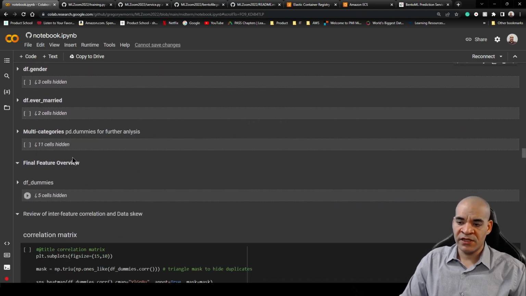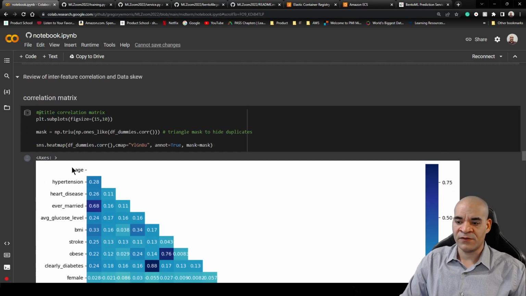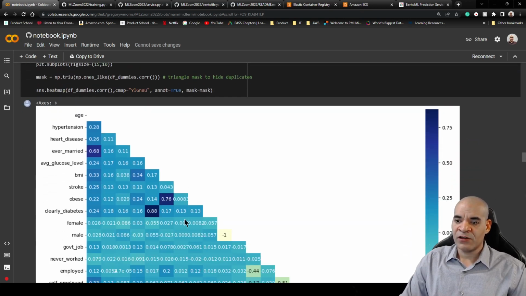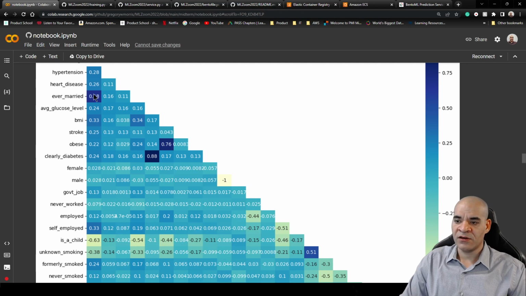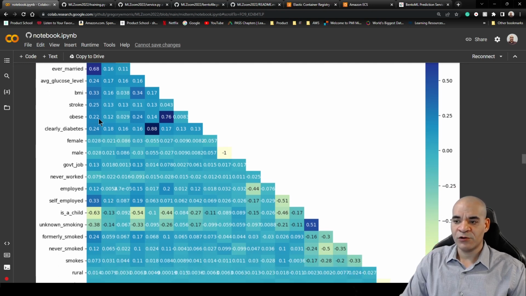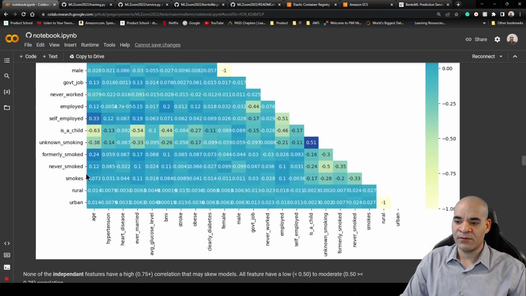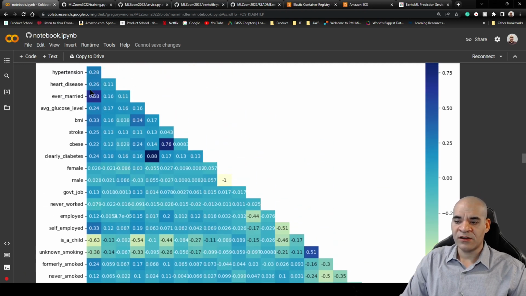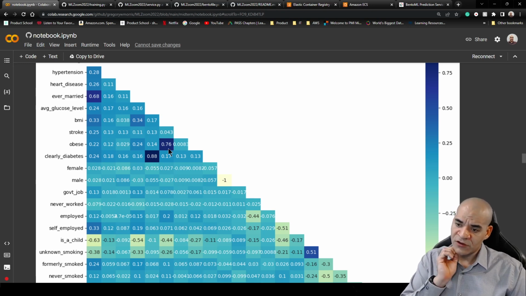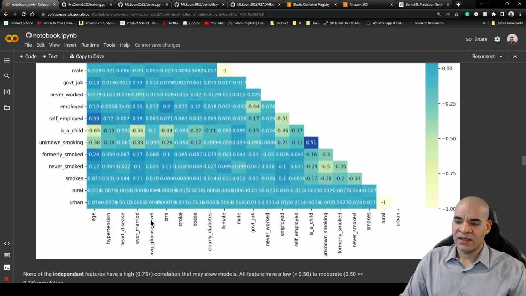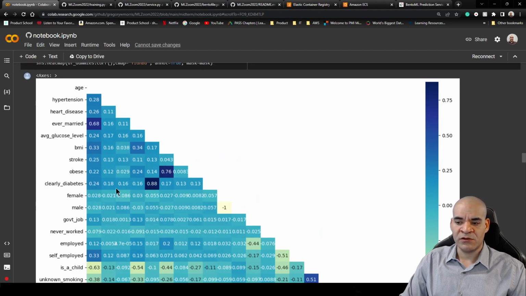Then, through the usual cleaning of the data, reviewing all the different features, I ran a final correlation matrix. Here you see a pretty strong moderate correlation of ever married and age. Not terribly surprising. When you create features based off of other features, you expect a high correlation. So obesity was highly correlated with BMI, and average glucose had a high correlation with clearly diabetes, excuse me.